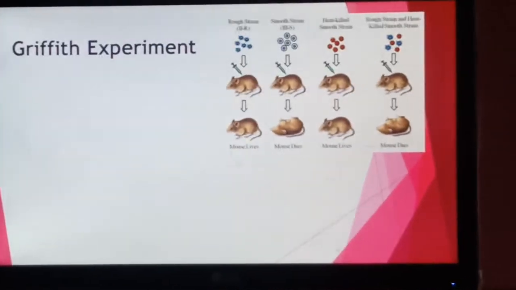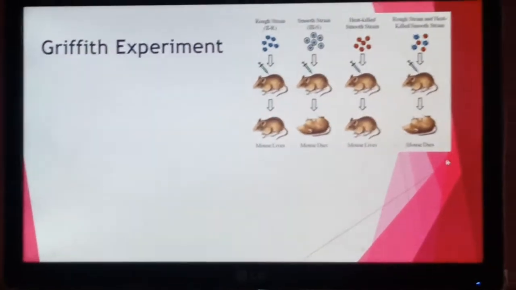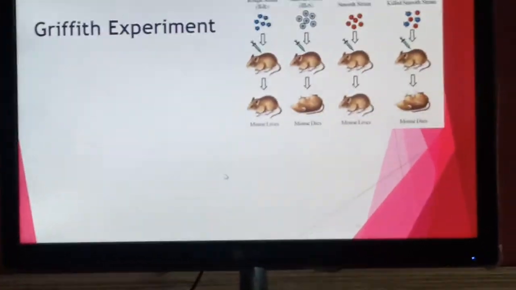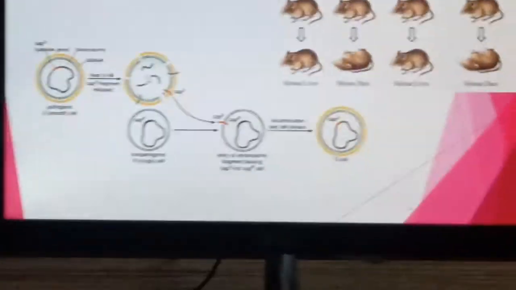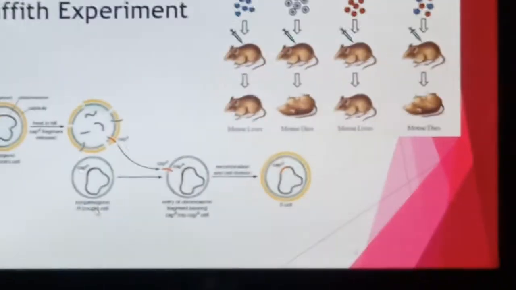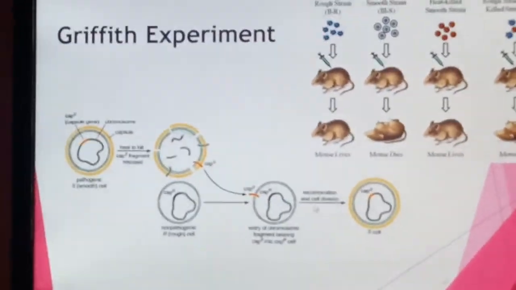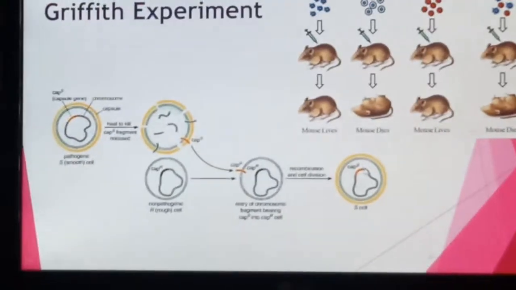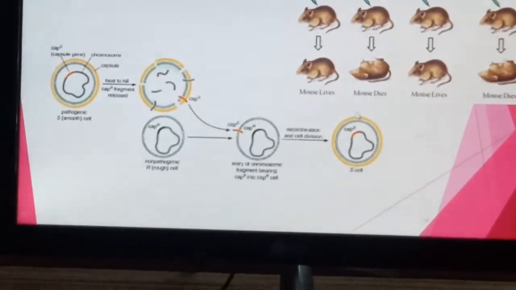The expectation was that the mouse should live, but the result came out that the mouse was dead. So this proves that some genetic transformation might have happened. The heat killed smooth strain bacteria releases its genetic material, and once it comes in contact with a rough strain, this genetic material gets transferred. That is called bacterial transformation, and it gets integrated with the rough strain's genetic material. Then it expresses a phenotypic characteristic, that is the capsule.